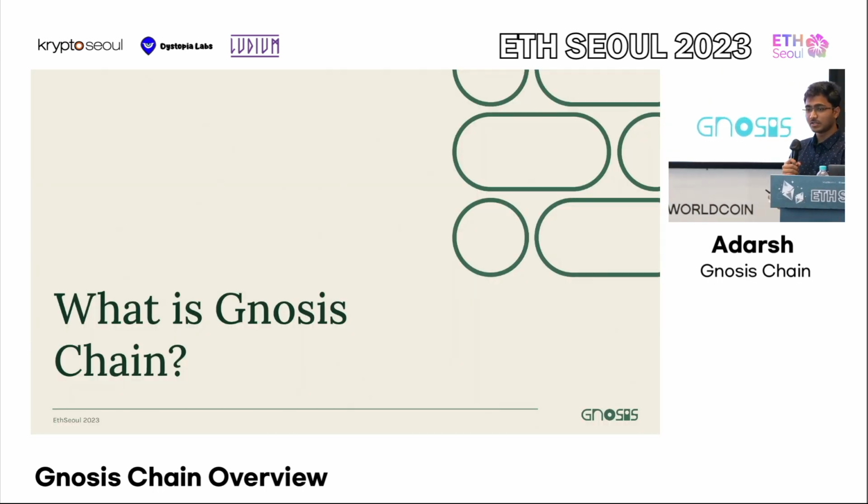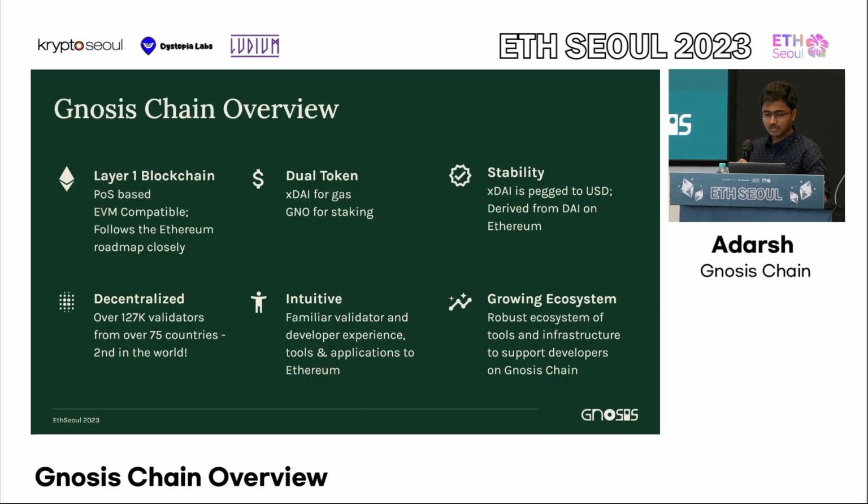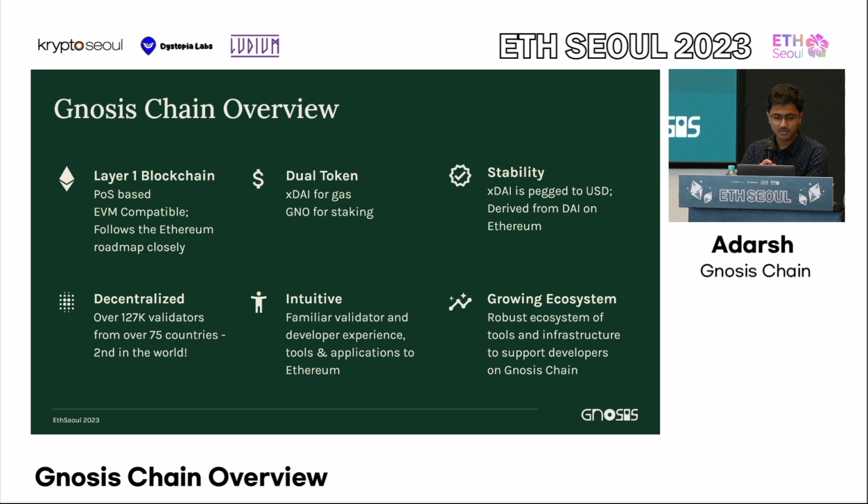So to get started, what is Gnosis Chain? It's a layer one blockchain, which is 100% EVM compatible, which means you can just deploy your apps as you would do it on Ethereum, and it will work without any changes. And we follow the Ethereum development roadmap pretty strictly.